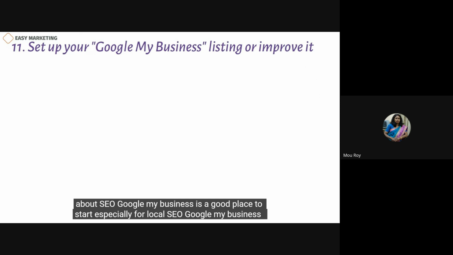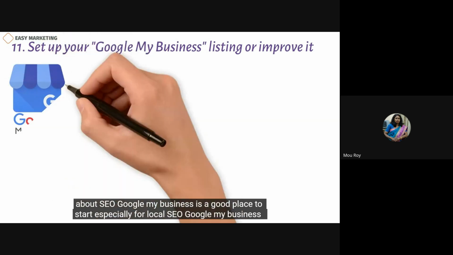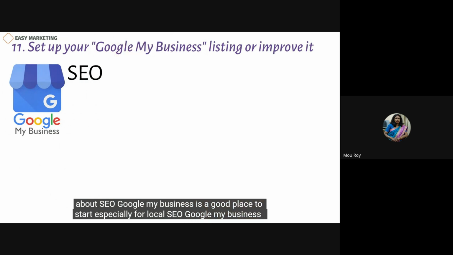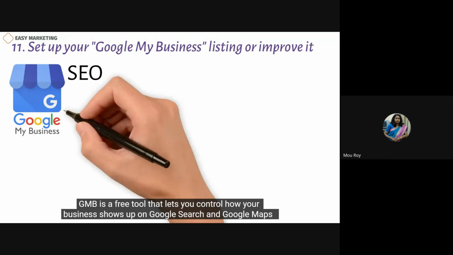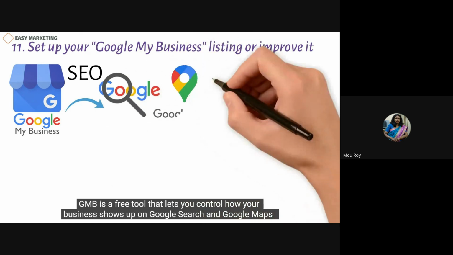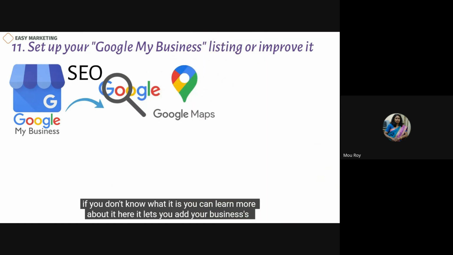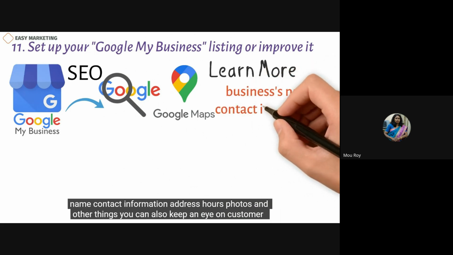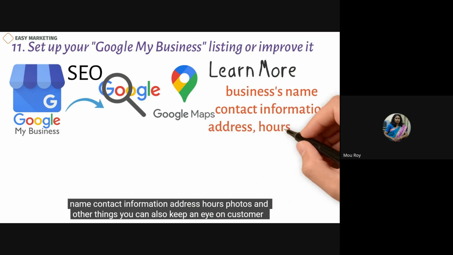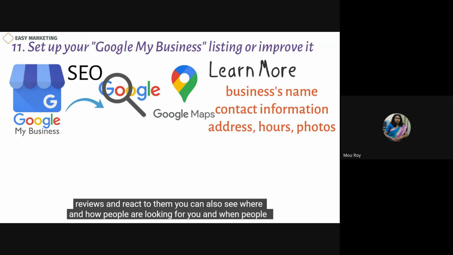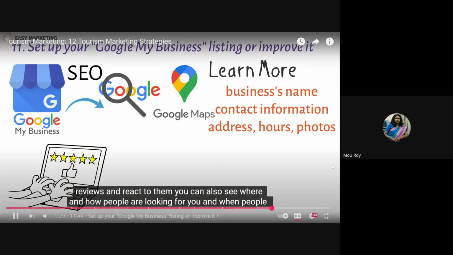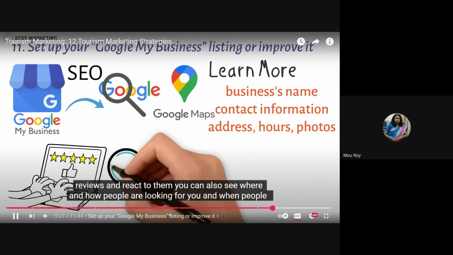11. Set up your Google My Business listing or improve it. When you talk about SEO, Google My Business is a good place to start, especially for local SEO. Google My Business, GMB, is a free tool that lets you control how your business shows up on Google Search and Google Maps. If you don't know what it is, you can learn more about it here. It lets you add your business's name, contact information, address, hours, photos, and other things. You can also keep an eye on customer reviews and react to them. You can also see where and how people are looking for you.